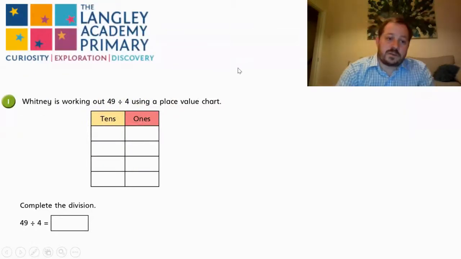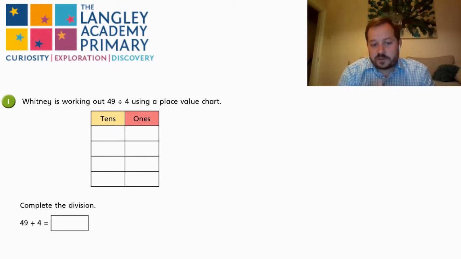Okay, so here's another example. It's 49 divided by 4. I've shown you the place value grid, and I've already split it into 4 equal rows. Have a go, and then I'll explain the answer. Pause now.